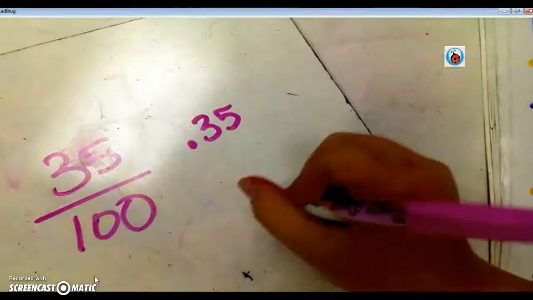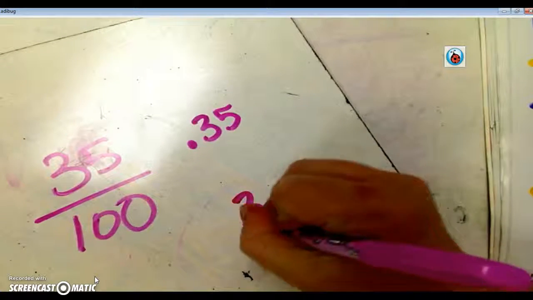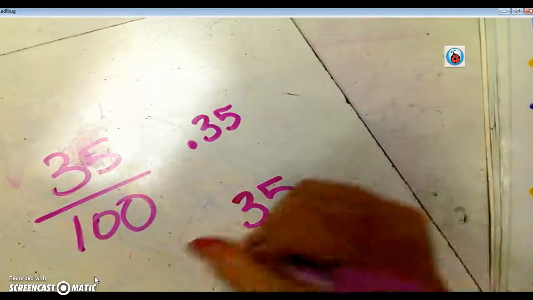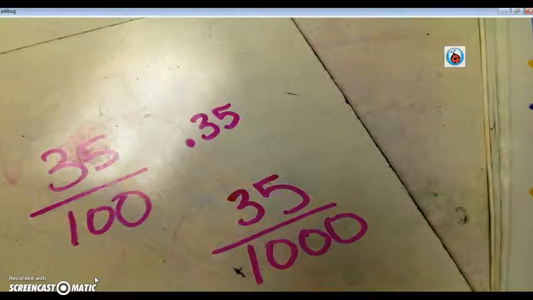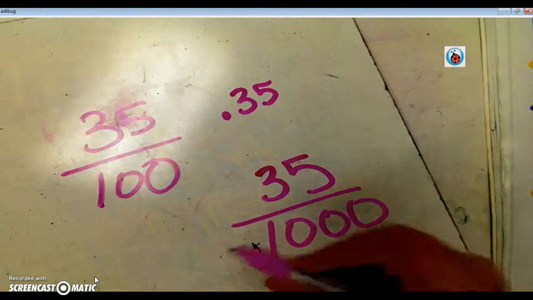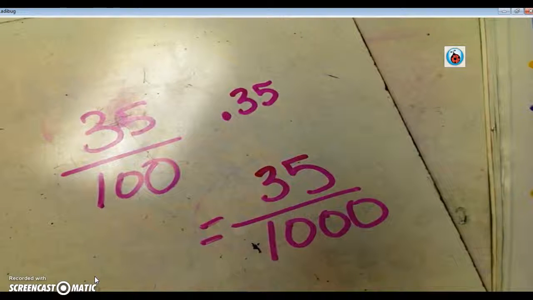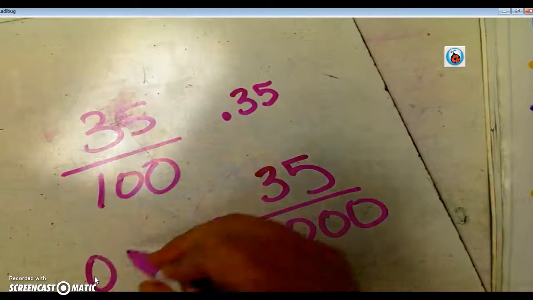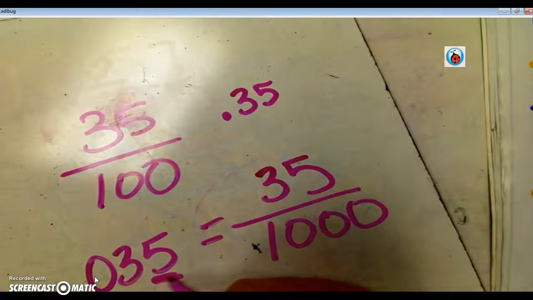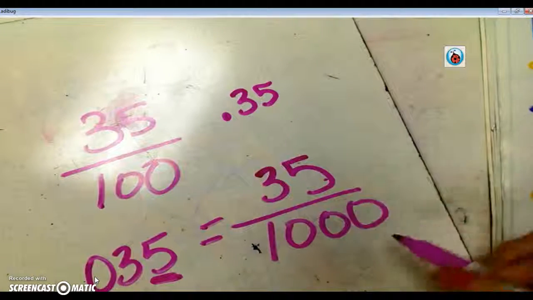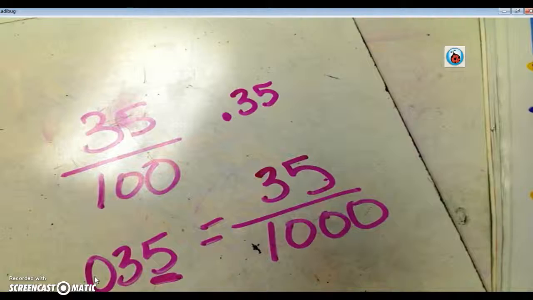So what if I had, this one's going to throw you off, 35 thousandths. How would I write that as a decimal? What do you think, Pierce? 0.035. Absolutely. Okay? Because I have to have that last place value in the thousandths place.